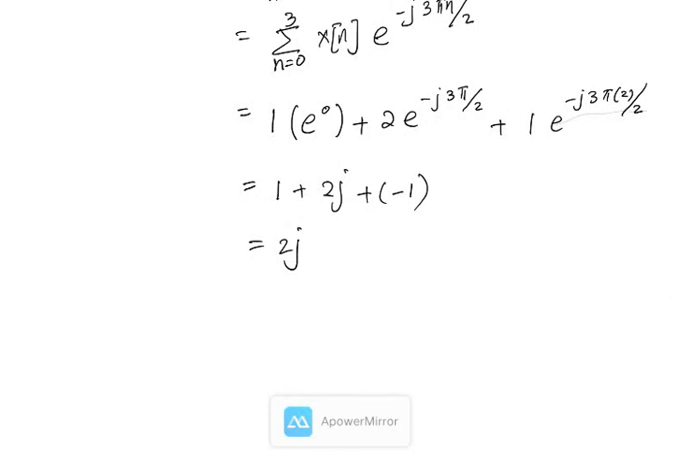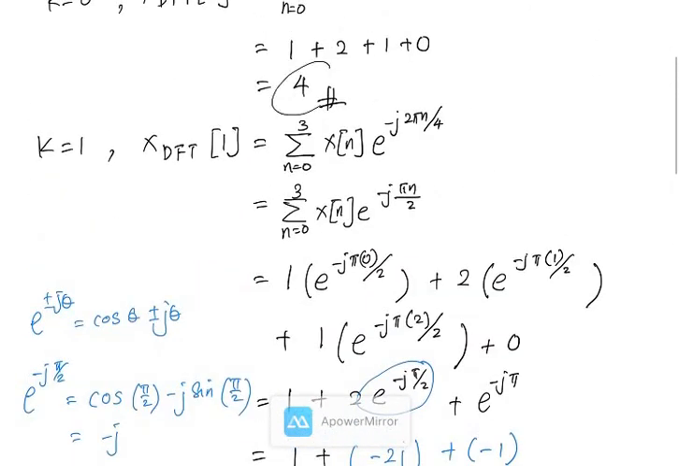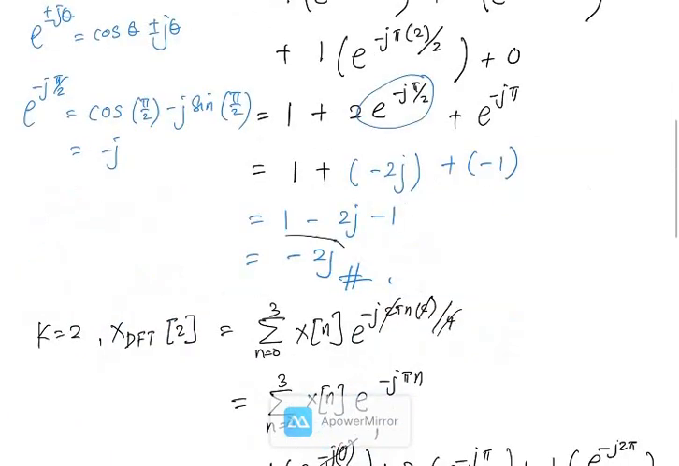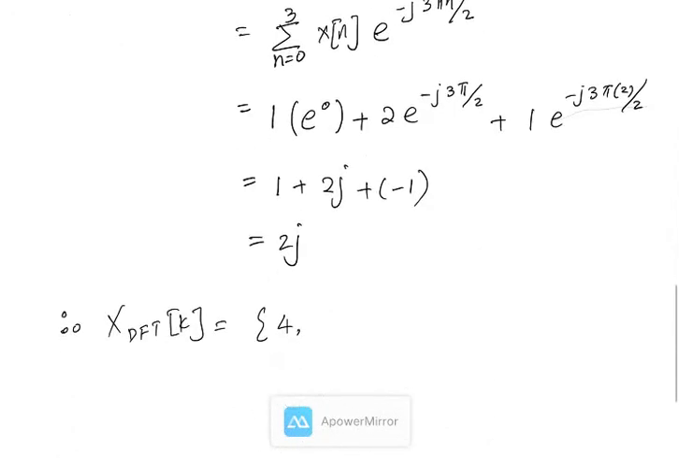So at the end, you will get the DFT, X DFT k, equal to, you copy down everything. First one is 4, second is negative 2j, the third one is 0, and the fourth one is 2j. Then we copy down the answer. Don't forget your origin. So that's all for how to find the X DFT using the formula.